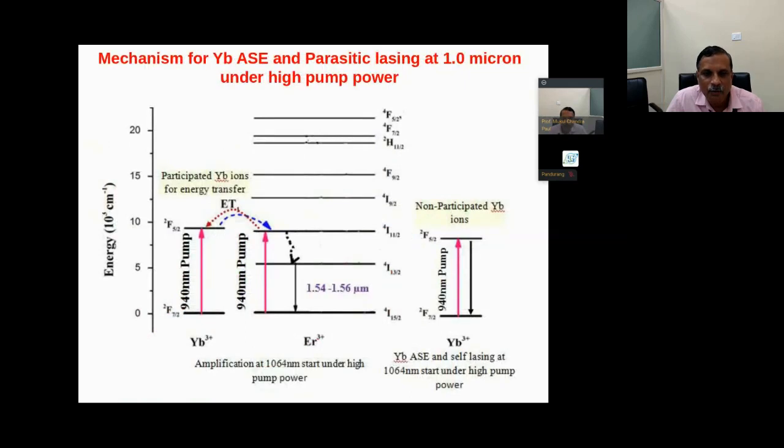And how to manage this? The ytterbium-erbium ratio should be vital. If ytterbium is present in excess, that means non-participant ytterbium, it gives rise to the self-lasing phenomenon under pumping at 940 nanometer. As soon as the self-lasing phenomenon starts, the 1550 nanometer performance of the amplifier is drastically reduced.